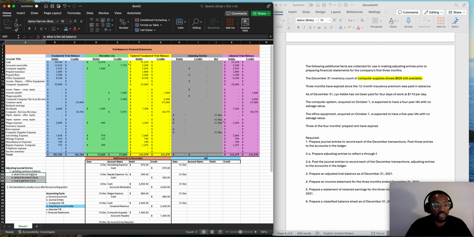Now, remember, you want to ask yourself three questions when doing an adjusting journal entry. The first question you want to ask yourself is what is the old balance? Okay. So if we're looking at computer supplies, we want to go to the unadjusted trial balance. Because where do we find the old balance? The old balance is going to be the previous step in the accounting cycle. The previous step from the adjusting journal entry in the accounting cycle is the unadjusted trial balance. So our unadjusted trial balance displays our old balance. So our old computer supplies balance is what?